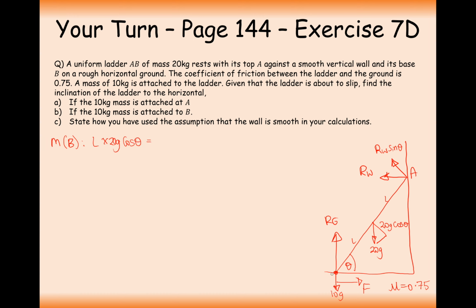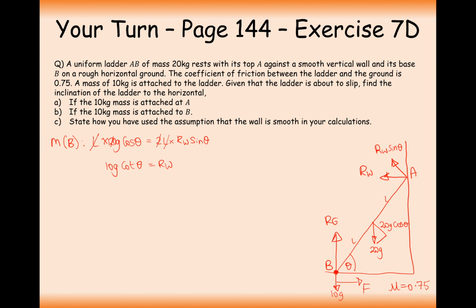Now the 10g force here is not going to get involved because it's a distance 0 away from the point that I'm actually taking the moments from, point B, so that 10g force is not going to be involved this time. And then this force here is going to be a distance 2L away from my pivot point, and it's going to be a force of RW sine theta. So in this case I'll cancel out L's straight away. I can even cancel out 2's straight away, so it's now just 10, and divide by sine theta, so I'm going to get 10g cot theta equals RW.